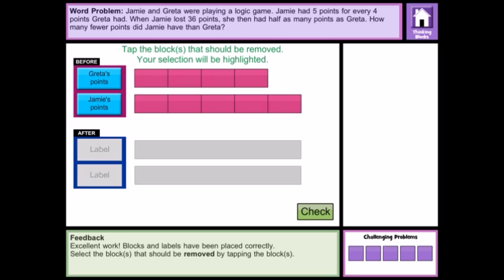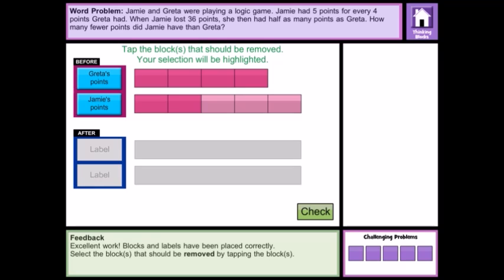The next part says that in the end, she has half as many as Greta. Greta's blocks don't change. So we know that Jamie has half as many as Greta does in the beginning. Greta has 4, so Jamie must have 2. As Jamie needs to have 2 blocks, then 3 of her blocks must have been lost.